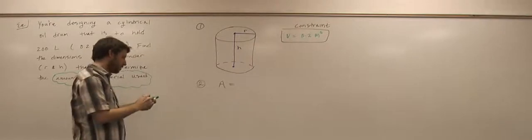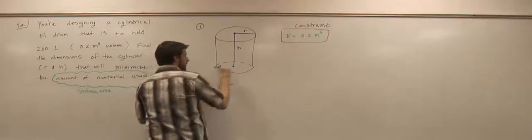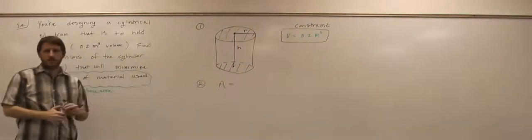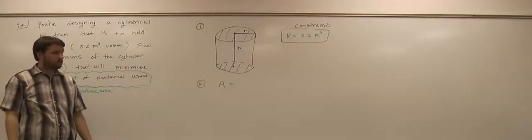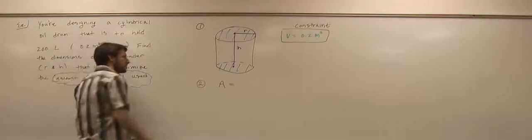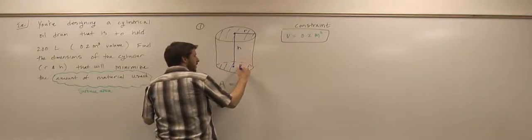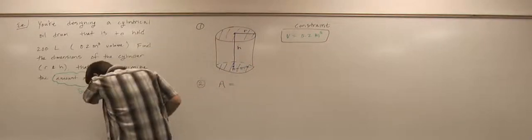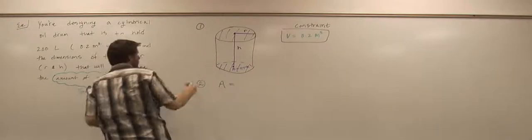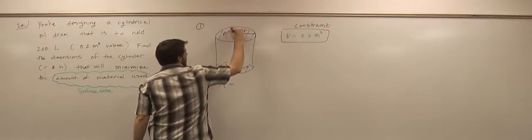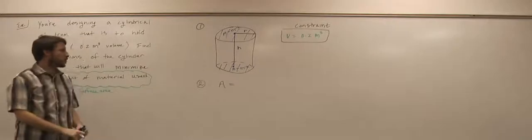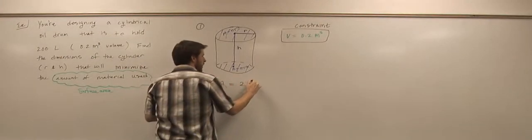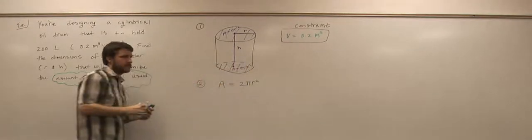So for example, my cylinder has a base and a top. What's the area of each of those? Pi r squared, right? So the amount of material I need here is pi r squared. The amount of material I need here is pi r squared. So altogether, for my formula down here, I need 2 pi r squared to cover my top and bottom.